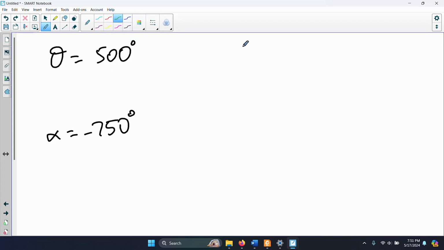So what's 500? Well, you could start counting. This would be 360, and that's how we demonstrate that you start here, and then this is a revolution. Notice it doesn't go to the same spot, because then it would be a spiral, and you wouldn't know whether it was a negative spin or positive spin.